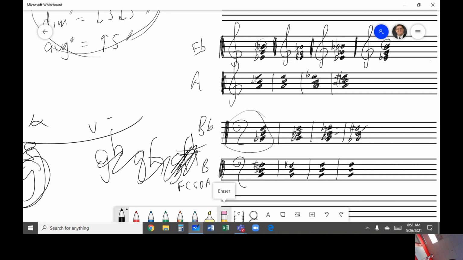Major, minor, diminished, and augmented. And that little X right there is a double sharp.